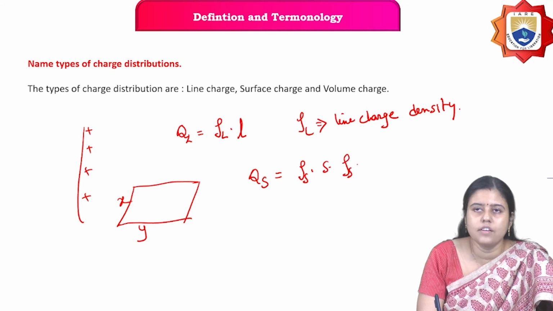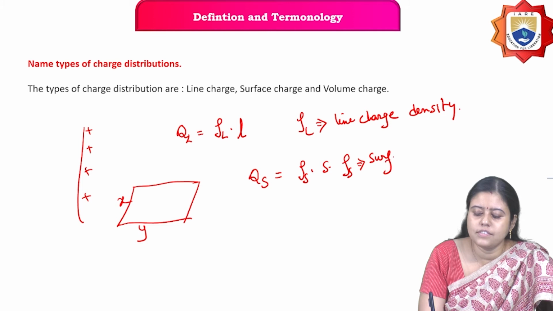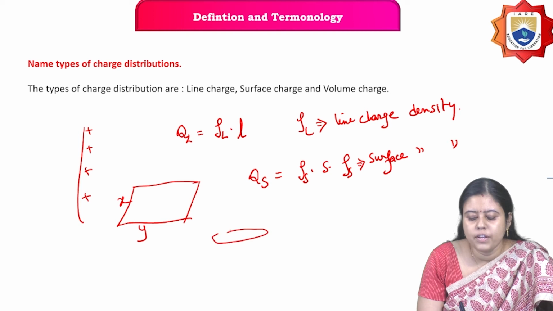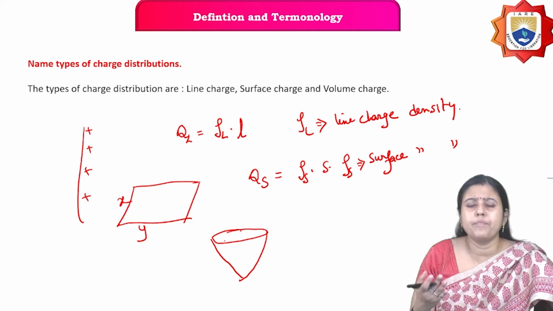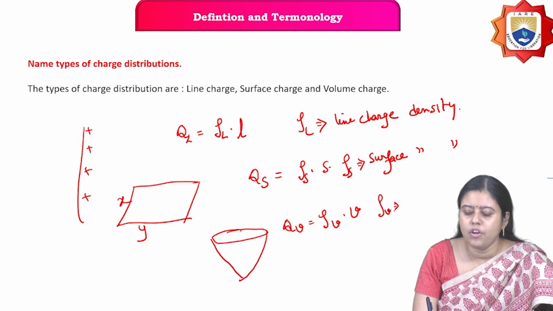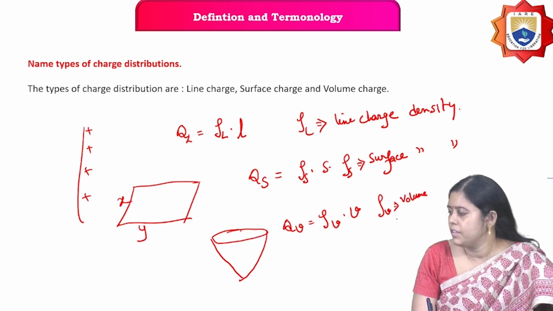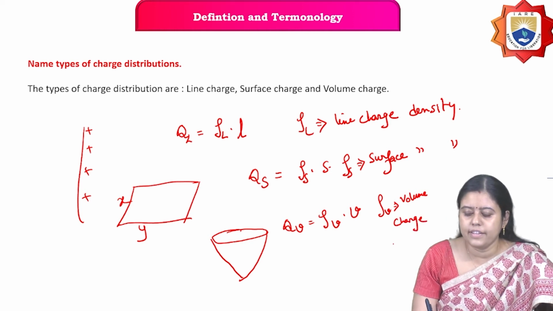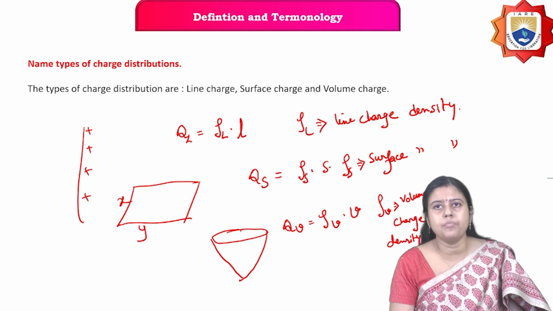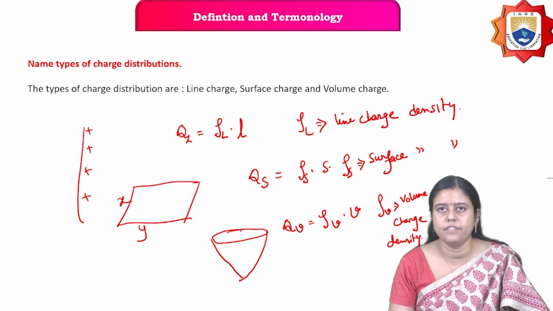where rho s is equal to surface charge density. If we think about the volume, the charge along a volume of any medium, that is called the volume charge, and volume charge QV is equal to rho V into V, where rho V is equal to volume charge density. So, charge is of three types: QL, QS and QV.